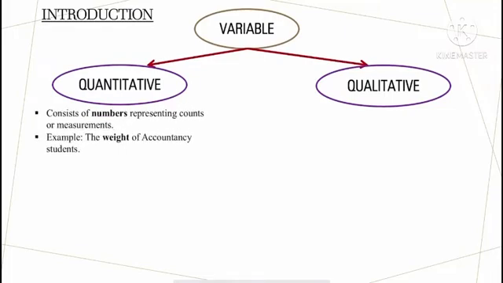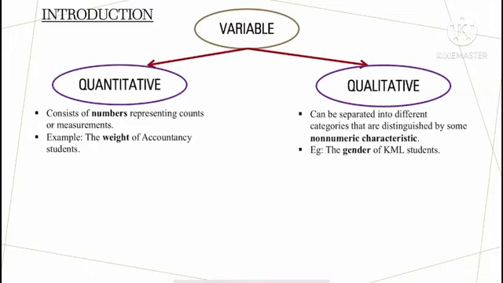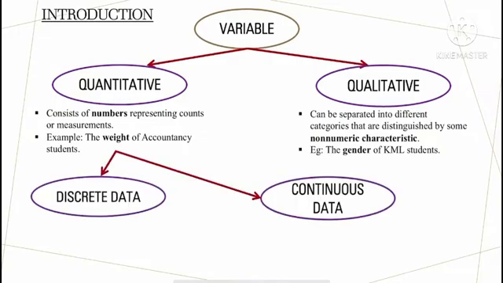Quantitative data consists of numbers representing counts or measurements, for example, the weight of accountancy students. Qualitative data can be separated into different categories that are distinguished by some non-numeric characteristic, for example, the gender of KML students. Quantitative data can be further described by distinguishing between discrete and continuous data.